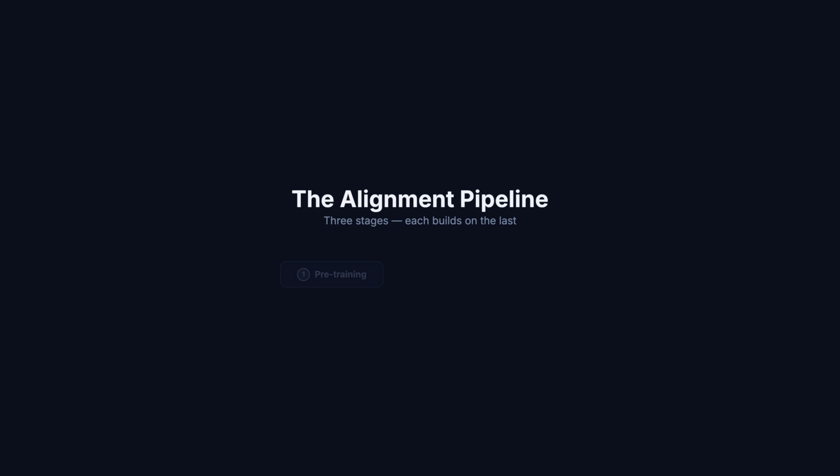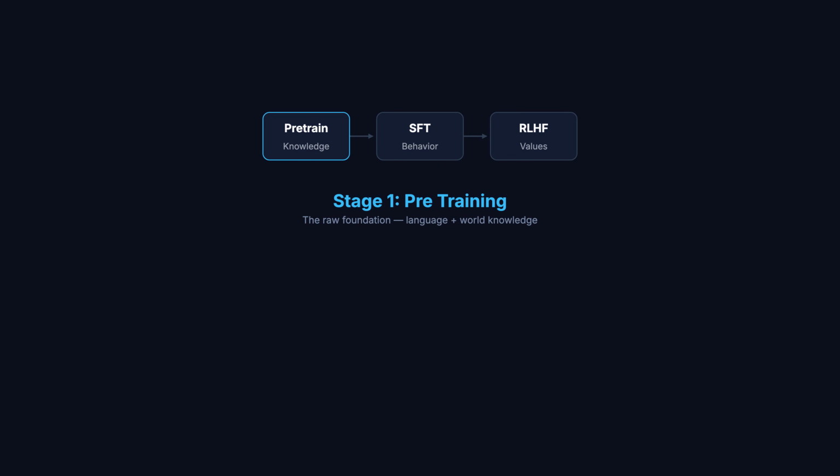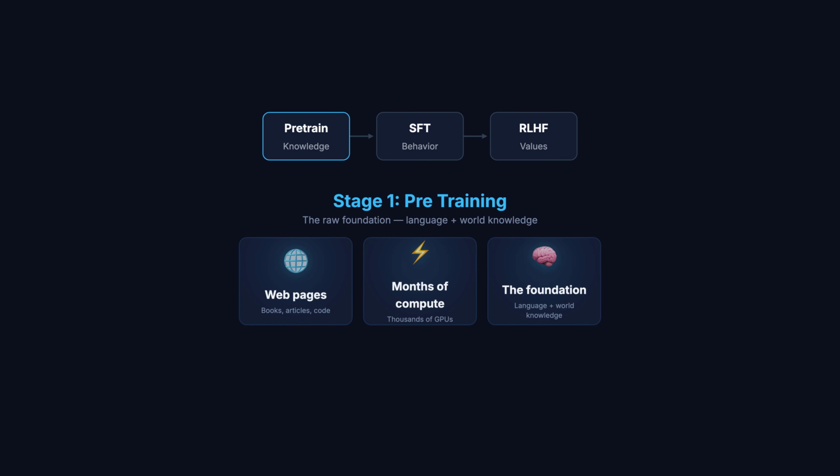The modern alignment pipeline has 3 stages, each building on the last. Stage 1, pre-training. This gives the model its knowledge and language ability. Billions of web pages, months of compute. This is the expensive foundation. The result? Enormous recall, but no compass for right or wrong.